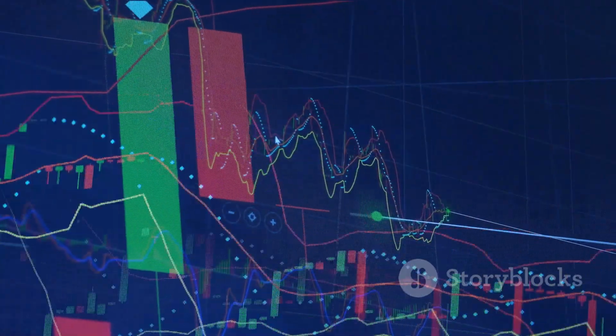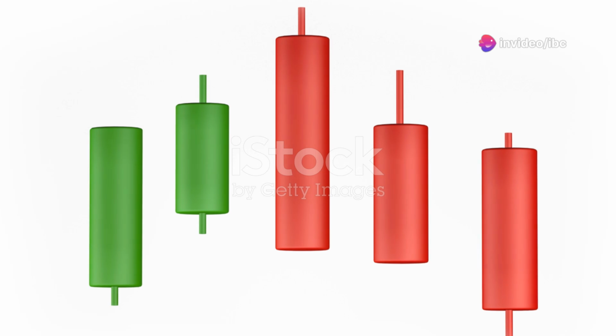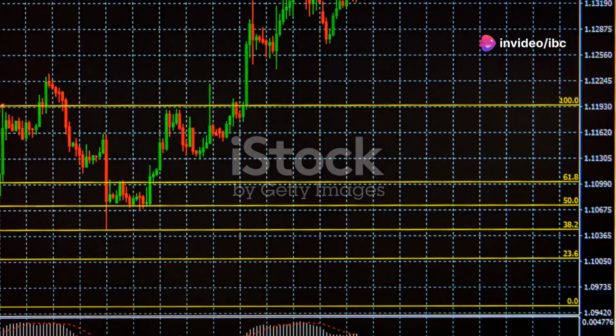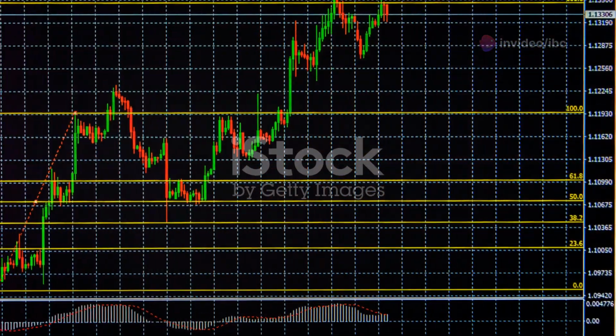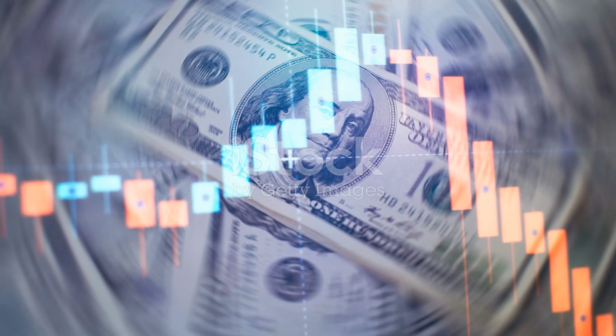Master the Bollinger Bounce by buying near the lower band and selling near the upper. Or exploit the Bollinger Band squeeze, waiting for breakouts to make your move. Combine Bollinger Bands with RSI or MACD for even better results.